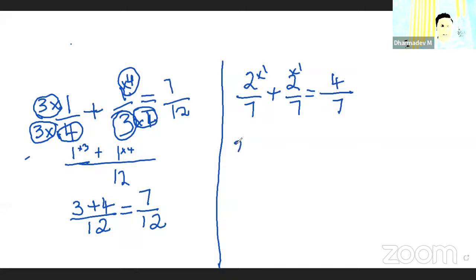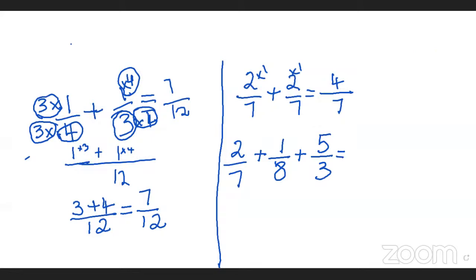Take time, think, and give me the answer. 2 by 7 plus 1 by 8 plus 5 over 3. So 3 numbers. Until now, we did it for 2 numbers. Now there are 3 fractions. Try it.